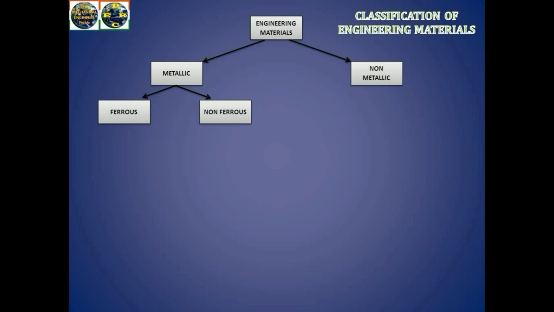Further, metallic materials are classified into ferrous metals and non-ferrous metals. Ferrous metals contain iron as a major constituent, while non-ferrous metals do not contain iron. Most of the ferrous metals are magnetic in nature, while non-ferrous metals are non-magnetic. Ferrous metals have very low resistance to corrosion, while non-ferrous metals are highly resistant to corrosion.